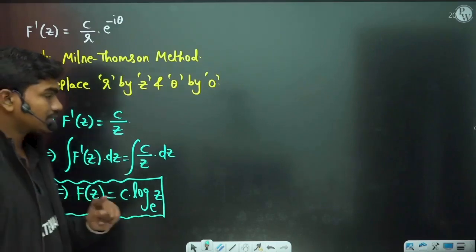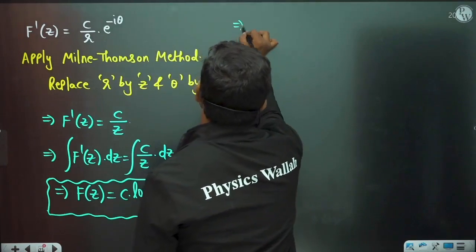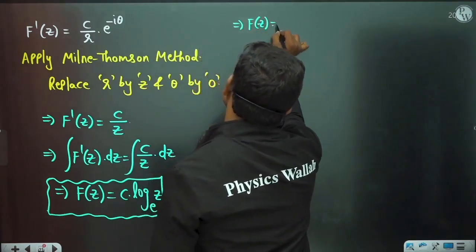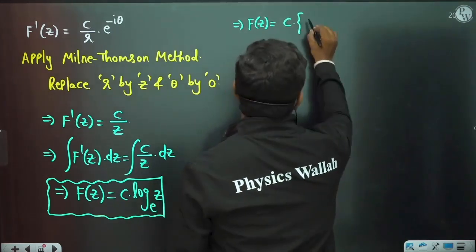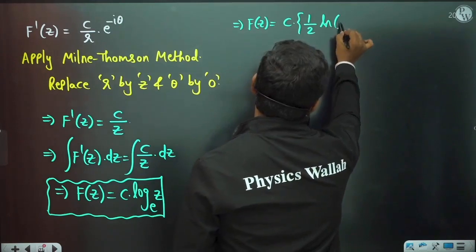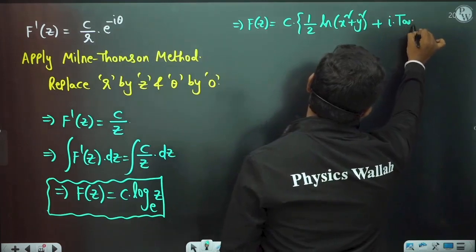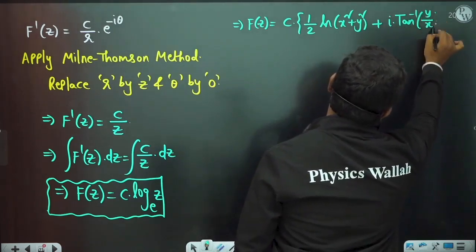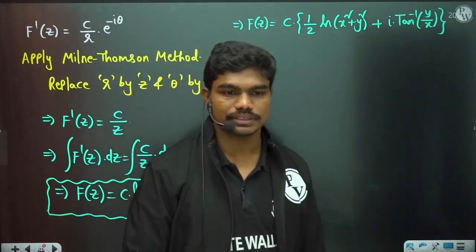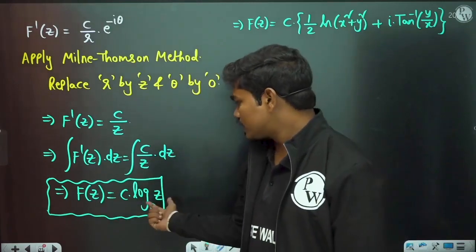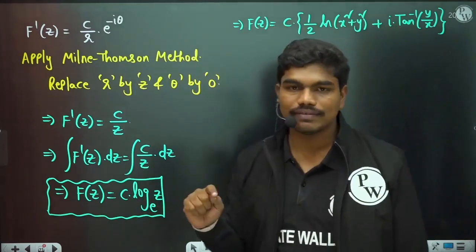Now in yesterday's class I told you one thing: if you expand this logarithm, then we get f of z is equal to some constant times log z, which can be written as half times log of x square plus y square plus i times tan inverse y by x. Correct? So this is what I have told you. That's the reason why I explained the logarithm expansion of complex numbers. So here this log z can be expanded in this form, half times log of x square plus y square plus i times tan inverse y by x. Correct?